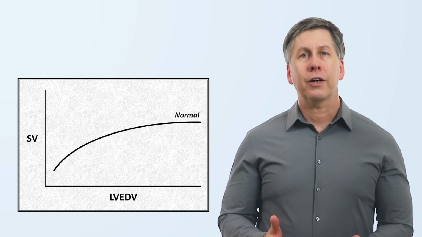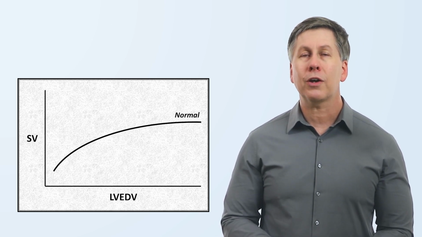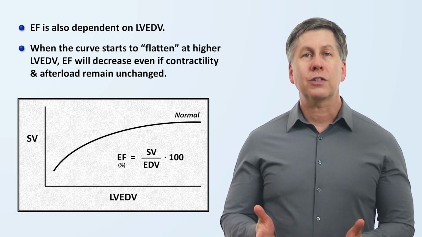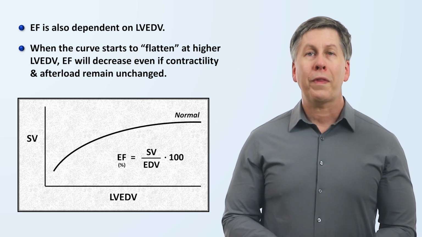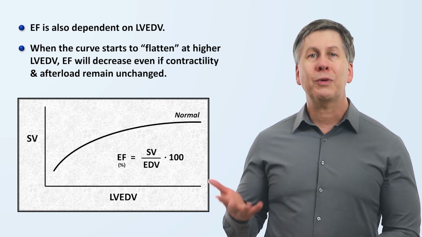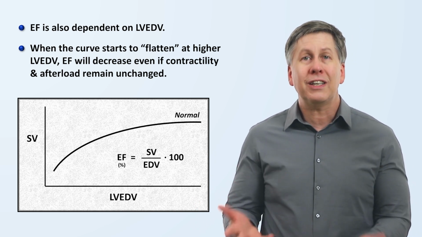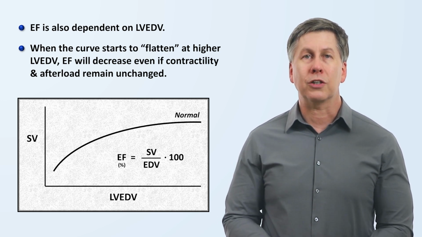The last point to make here is going back to ejection fraction, and how ejection fraction is also dependent on LV-EDV. Remember that we calculated it as the stroke volume divided by the end diastolic volume. When the curve starts to flatten, it means the stroke volume is no longer increasing with increasing end diastolic volume, so EF will not necessarily decrease, even if contractility and afterload remain unchanged.